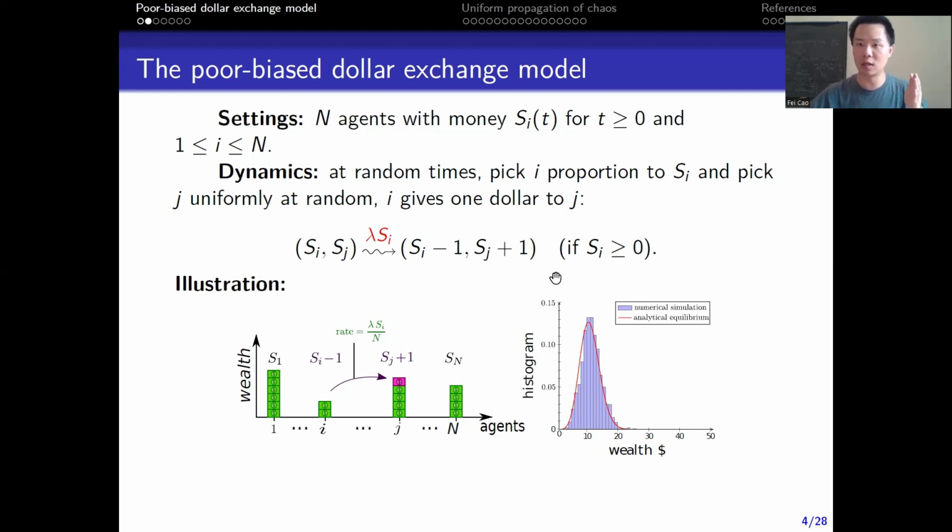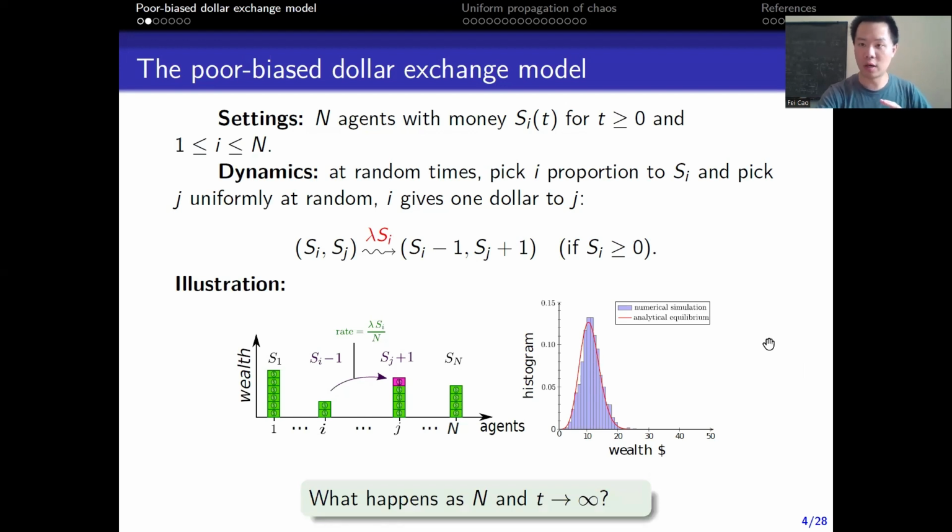You pick the giver at a rate proportional to the amount of wealth the agent has, which means the wealthier the agent is, the more likely they are to be picked to give. So the dynamics is favorable to wealthy agents. That's why we call it the wealth-biased exchange model. And the numerical simulation on the agent-based level suggests the equilibrium distribution, when the number of agents becomes large and you play the game for a very long time, is going to converge to a Poisson distribution. So we are interested in the large n and large t limit.